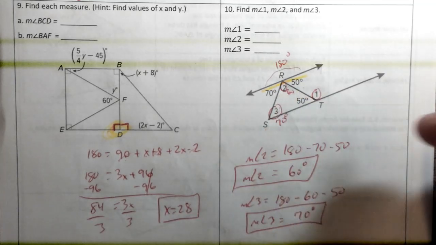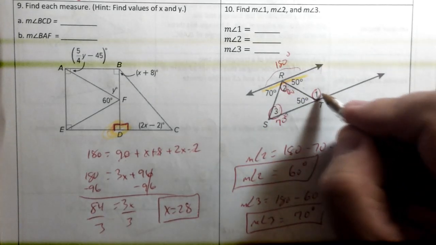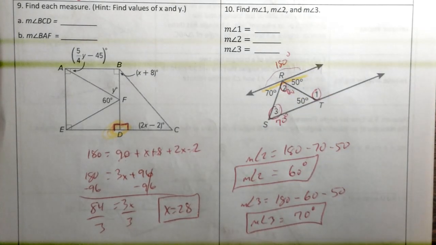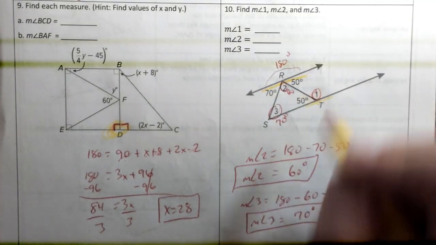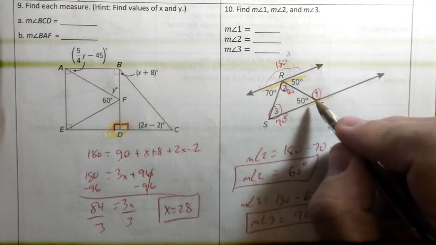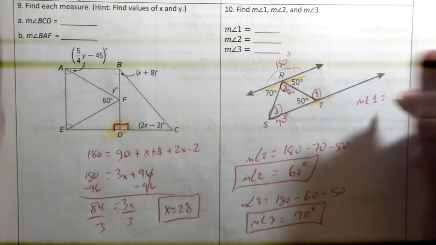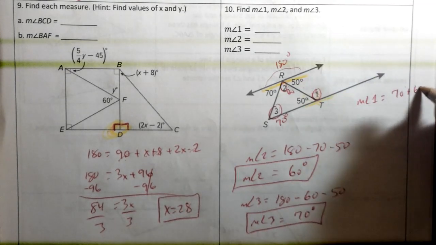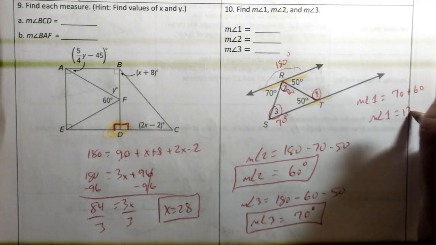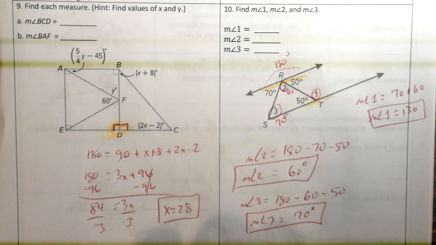Here's your 2 remote interior. So 70 plus 60 is 130. Or, hey, Mr. Whitlock, what about this over here? This 50 and this angle 1 are a linear pair. You're right. So 180 minus 50, again, 130. So angle 1 is going to be 70 plus 60 is 130, but it's also 180 minus 50, which is 130.